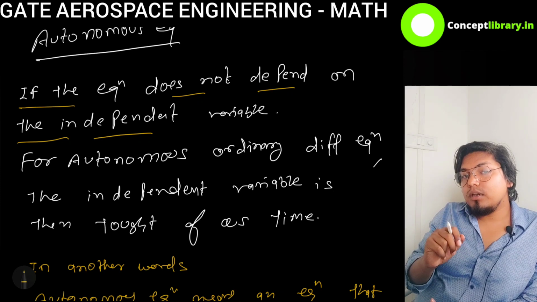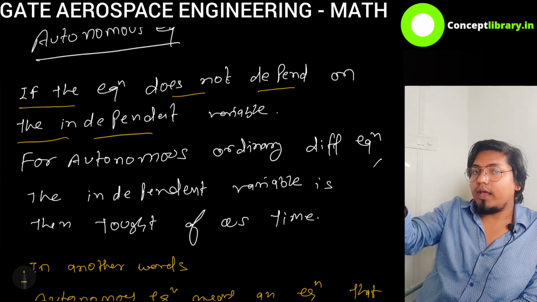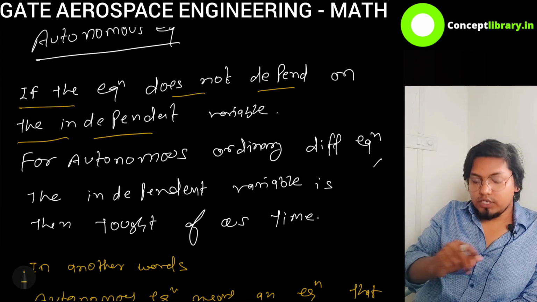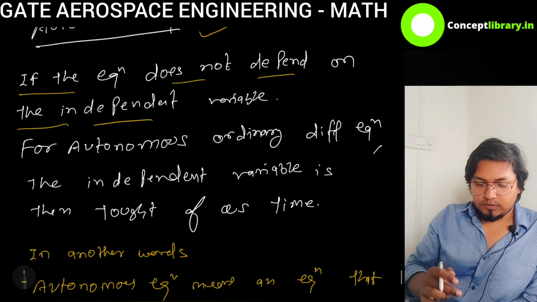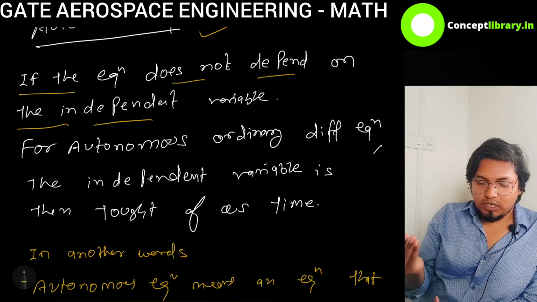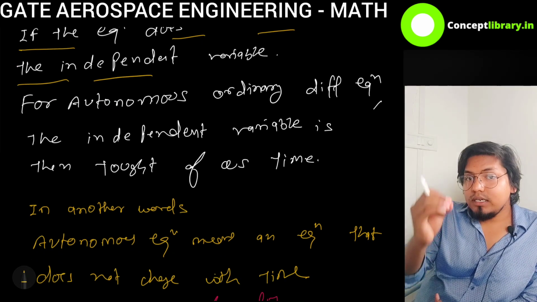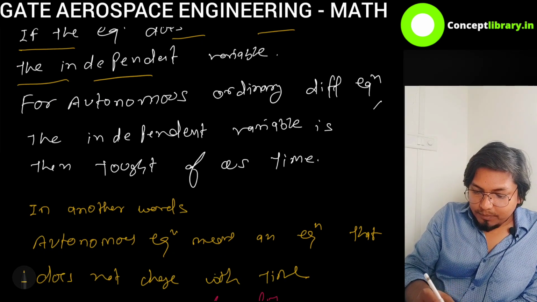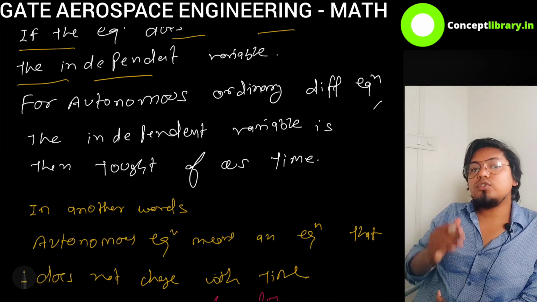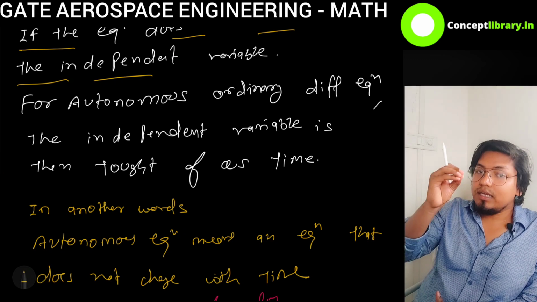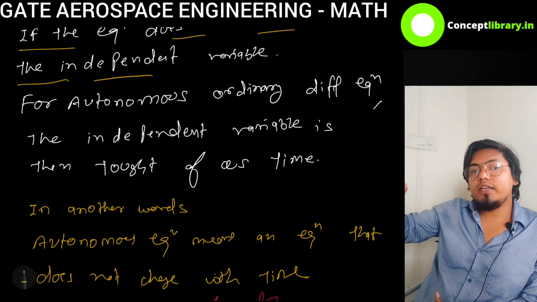What is an independent variable? y is equal to f(x). x is independent, y is depending on x, so y becomes the dependent variable. So they can ask this thing in an interview: what is an autonomous equation? If the equation does not depend on the independent variable, for an autonomous ordinary differential equation, the independent variable is thought of as time. In most cases when we define an autonomous differential equation, the independent variable will be time.